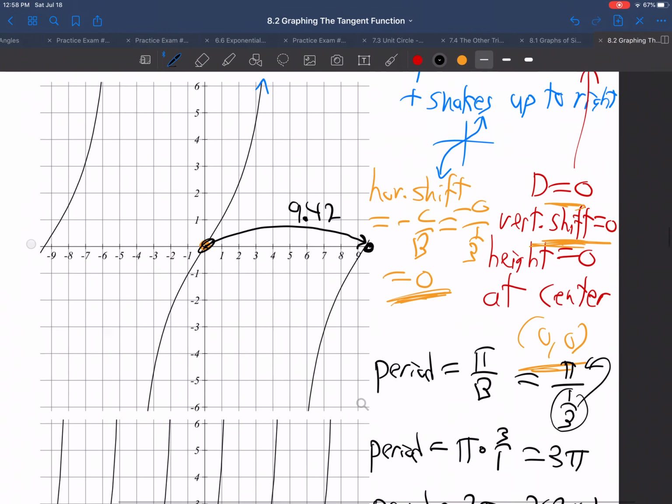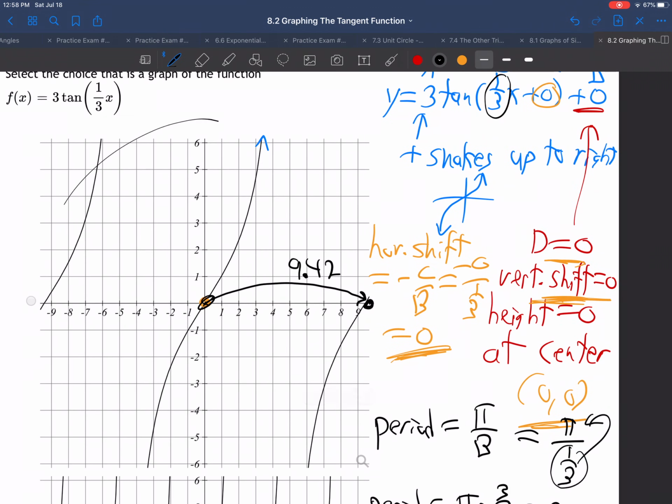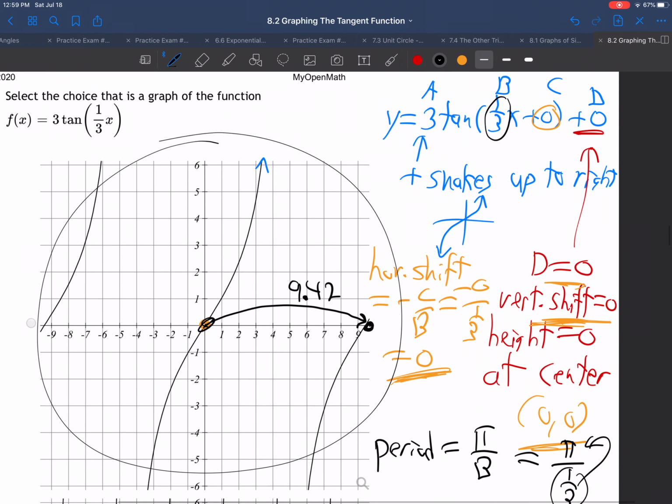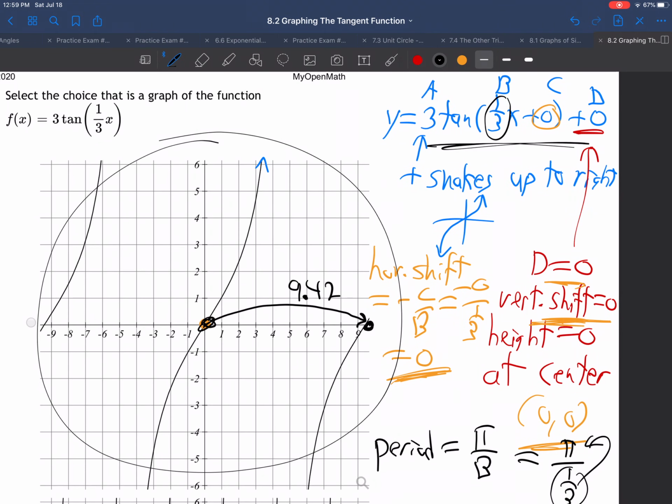So back to the very first answer. This is the correct graph. We're confident it fits all the conditions, having the right period, snakes going up, centered at 0, 0. There it is.